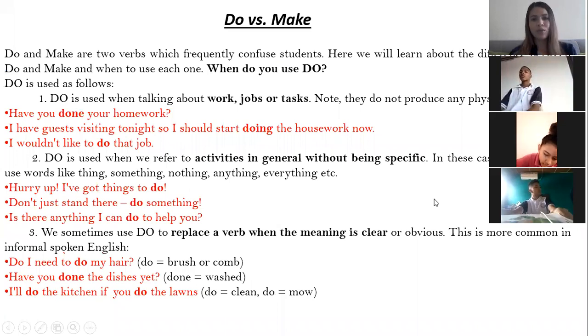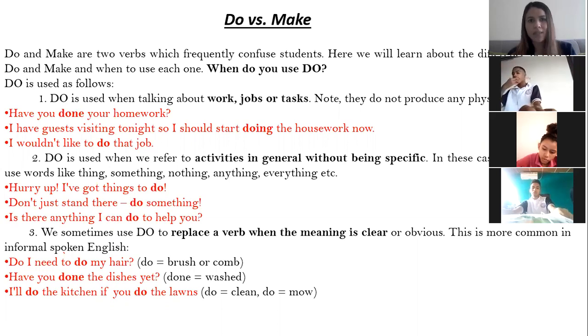Another thing that we have to see is do versus make. ¿Qué significa do in Spanish? What is the meaning of do in Spanish? Hacer. And what is the meaning of make in Spanish? El mismo, hacer. Okay, let's see some difference. Do and make are two verbs which frequently confuse students. It's so common that students confuse do and make. Here we will learn about the difference between do and make and when to use each one.